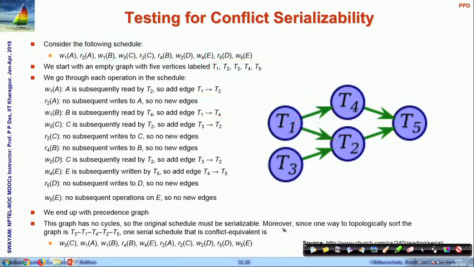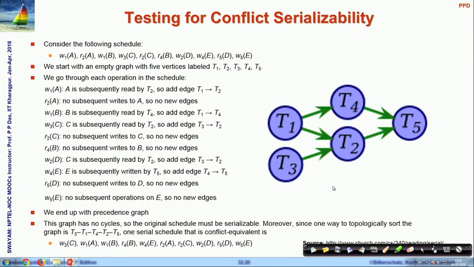You proceed in this way, you can work it out in full, and when you come to the end, you have constructed this particular graph, which is the precedence graph, and you can very easily see that this precedence graph is acyclic. There is no cycle here, and therefore, the original schedule is serializable. And what is the order? You find out the corresponding serial schedule.